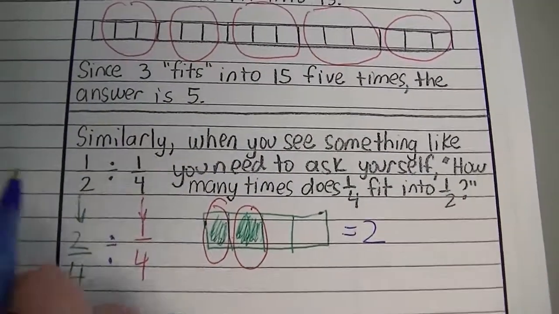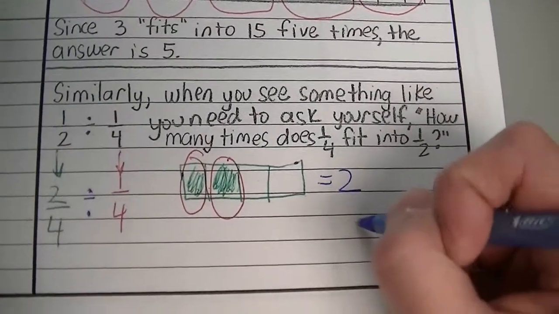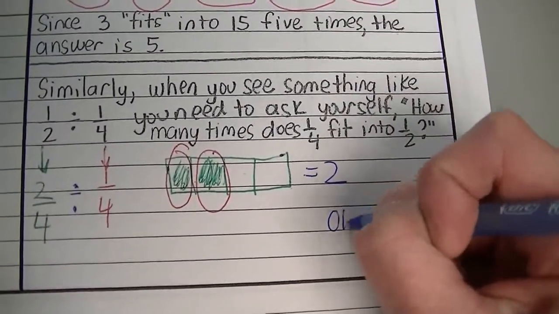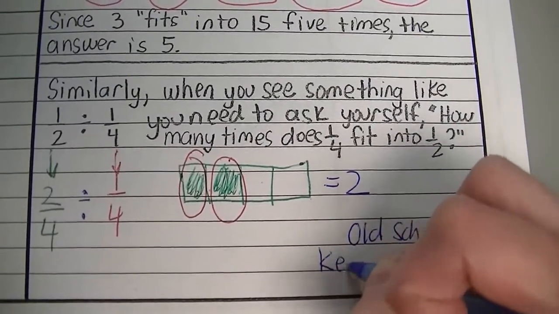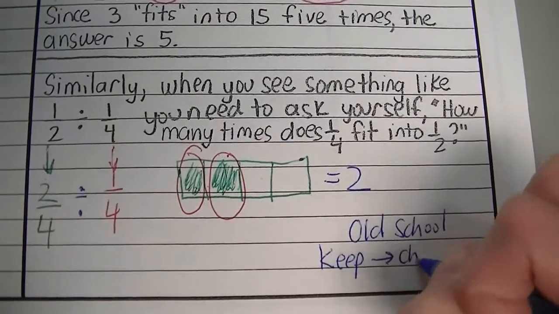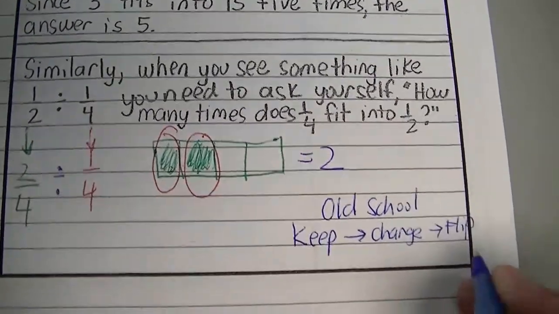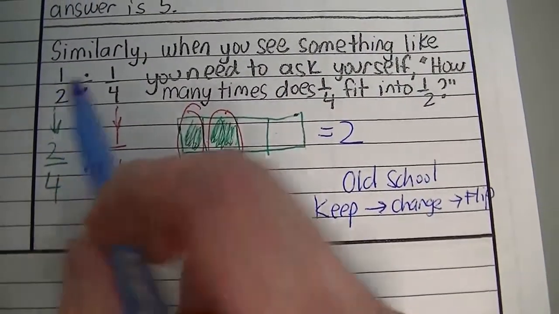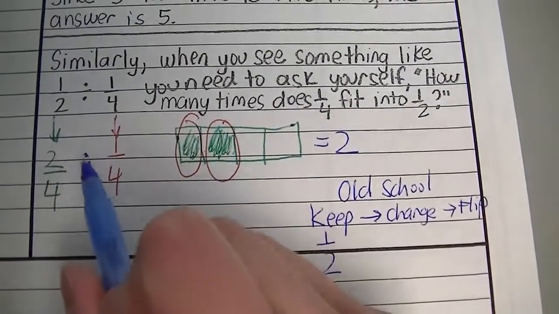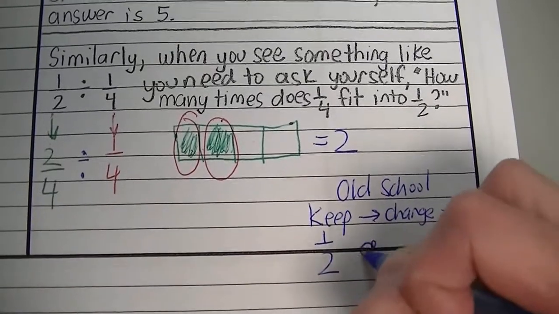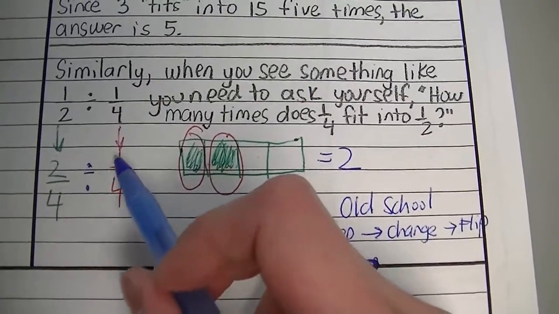Okay, so let me tie this back to the way your parents probably learned it. And so I'm going to call it the old school way. They were taught to keep, change, flip. All right. So when you look at that, you would think, okay, 1/2, you've got to keep it the same. And then you're going to change that division into multiplication. So we're changing it. And then you're going to flip that second fraction.